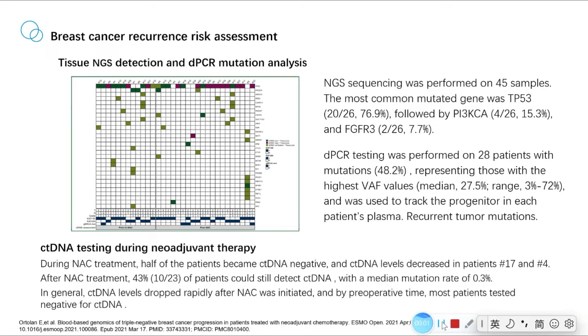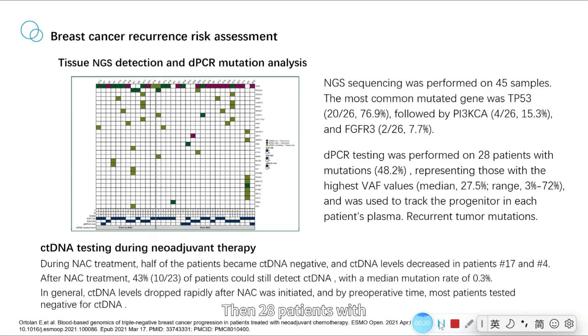The author studied the value of ctDNA in monitoring patients before, during, and after neoadjuvant therapy, as well as the value of circulating tumor cells during clinical progression. Patient blood ctDNA was monitored by constructing a digital PCR method. The study first conducted tissue sequencing on 45 specimens. The results show that the most frequently mutated gene is TP53, with a probability of about 76.9%, followed by PIK3CA and FGFR.